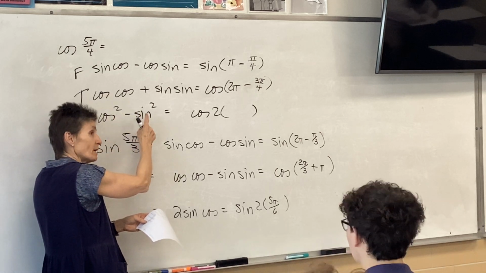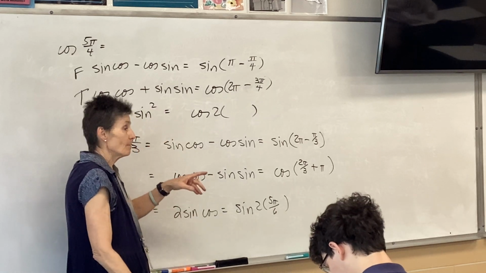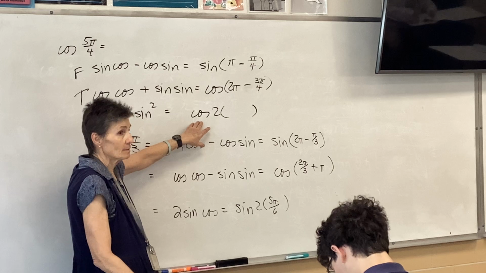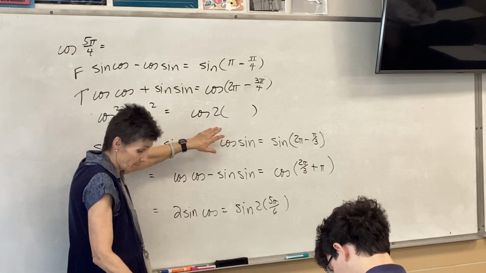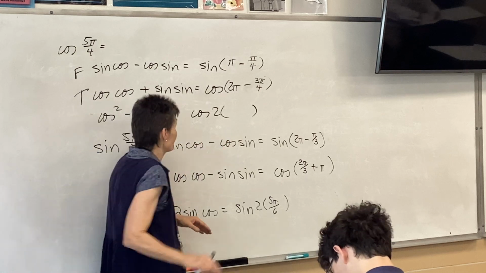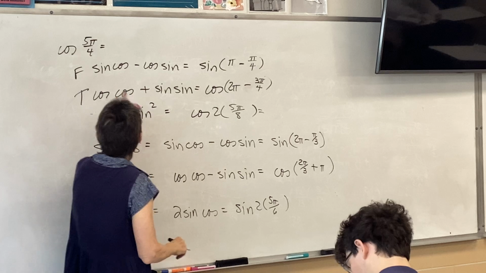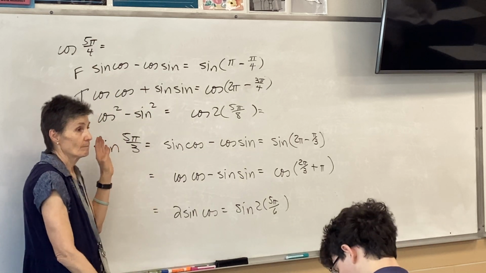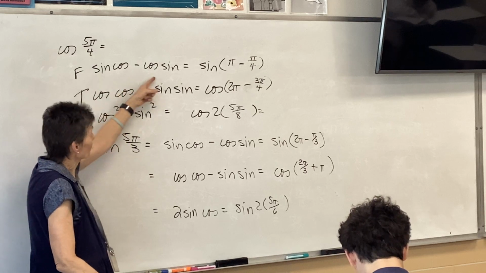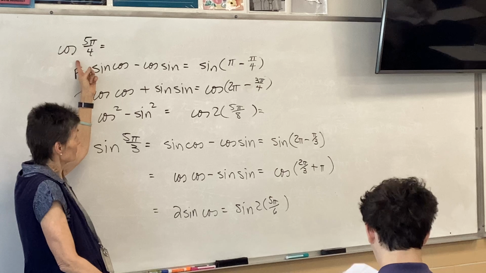What's cosine squared minus sine squared? That is a cosine 2 times, double. And my angle is 5 pi over 8. So that one's gonna be cosine 5 pi over 4, that one's also true. You could have ruled this one out right away because it's a sine, you don't need a cosine.